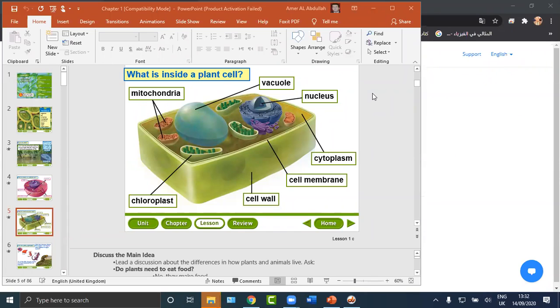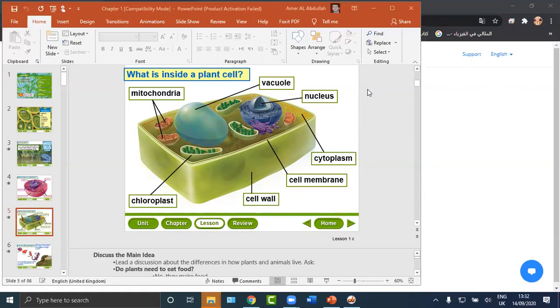Okay, cell wall. It's an outer covering around the outside of the cell. It's a layer called the cell wall. Yes. What about the vacuole? What about the vacuole?